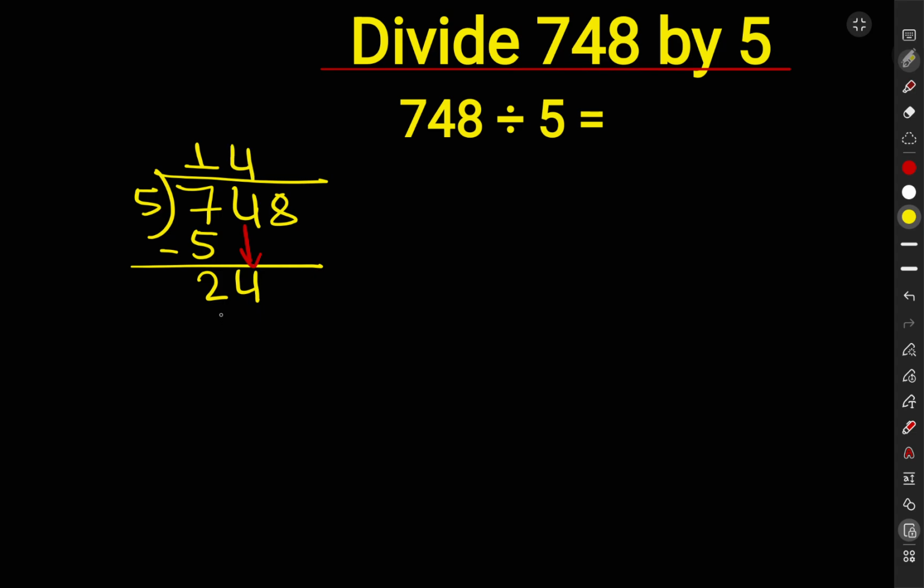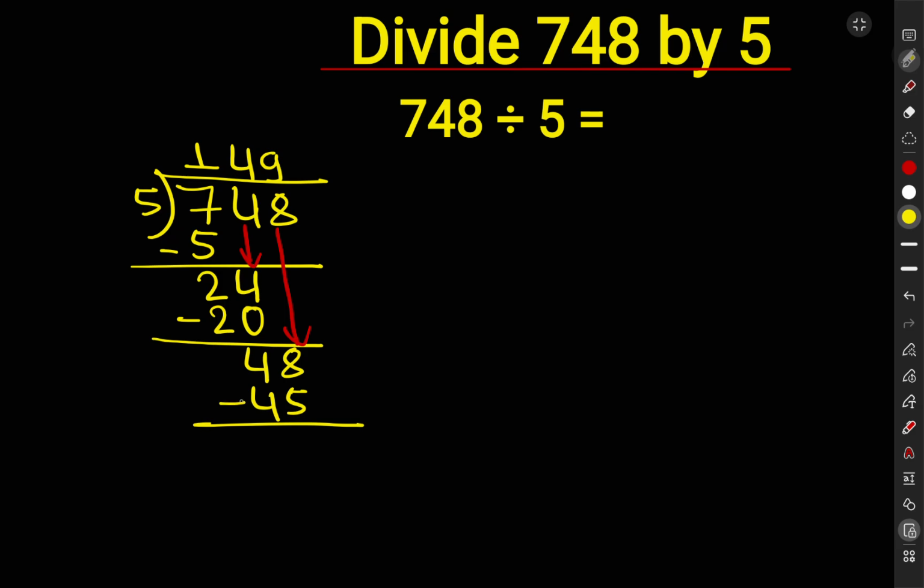5 times 4 is 20. On subtracting we get 4. So again we put down this 8 and it is 48. 5 times 9 is 45. On subtracting we get 3.